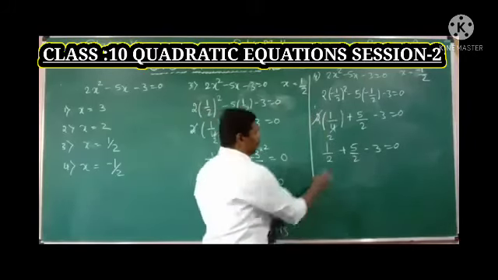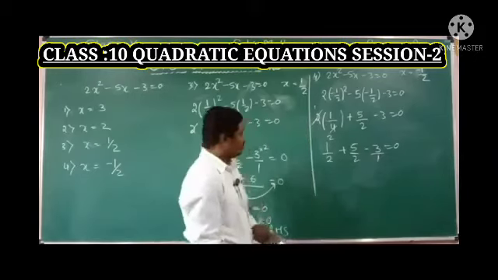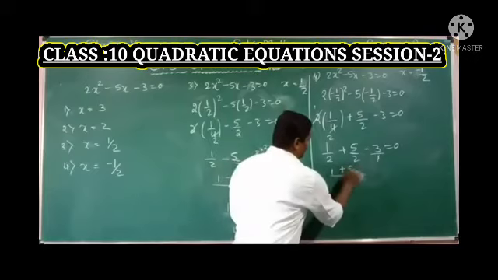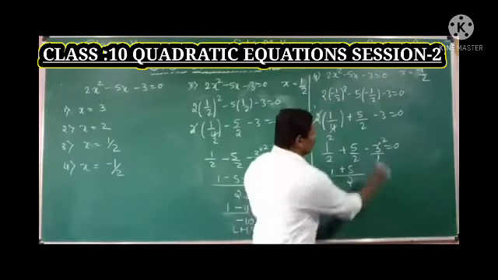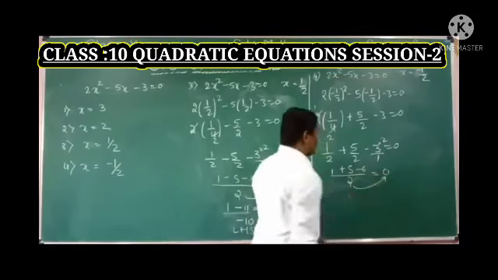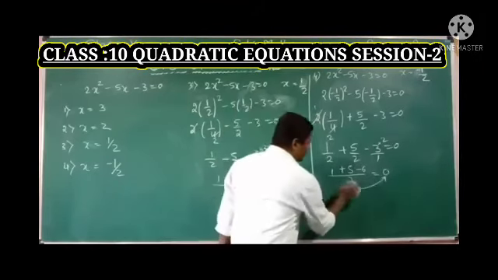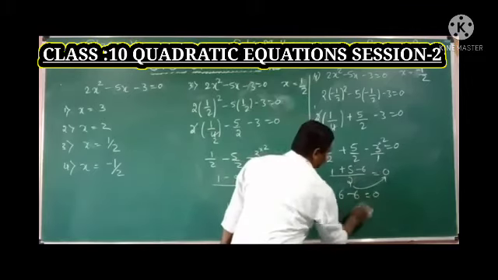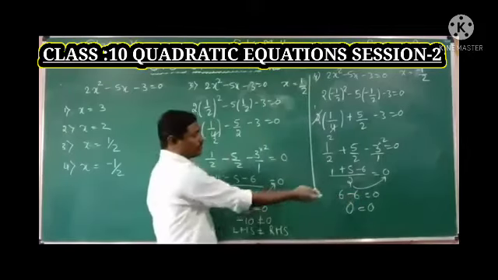Right? So take the LCM. Denominator of 3 is 1. LCM is 2. 1 plus 5. If LCM is 2 what do we have to multiply here? 2. 3 twos are 6, minus 6 which is equal to 0. Just cross multiply this denominator to the 0. So 2 into 0 is 0. 1 plus 5 is 6, 6 minus 6 is equal to 0. So 6 minus 6 is equal to 0 means 0 is equal to 0.